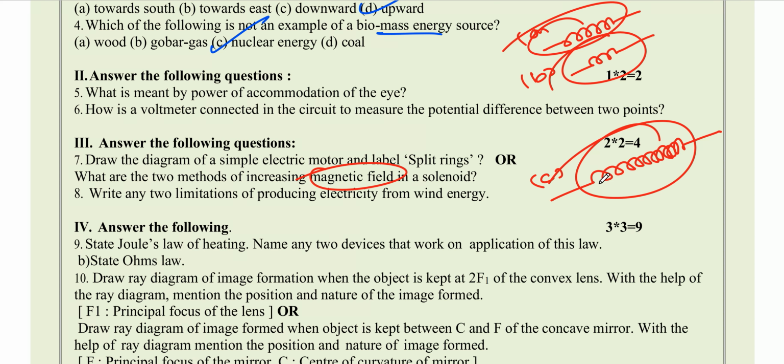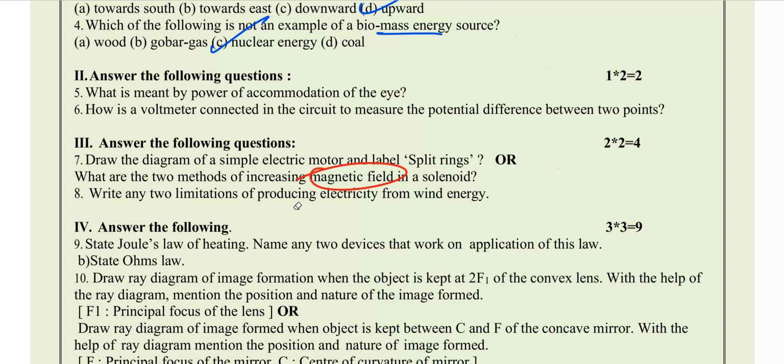Yes, any doubts? How will you increase the magnetic field? By increasing the number of turns of the coil, by increasing the strength of the current, by using the soft iron core as a core material. Okay, done. Next question.